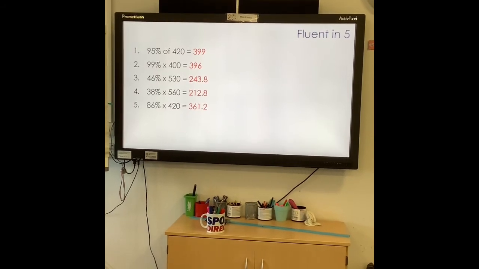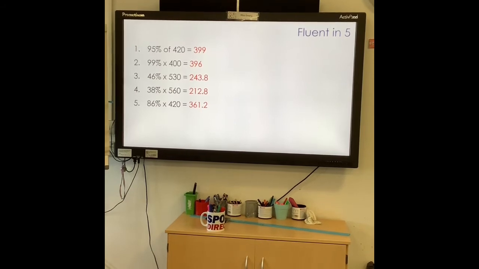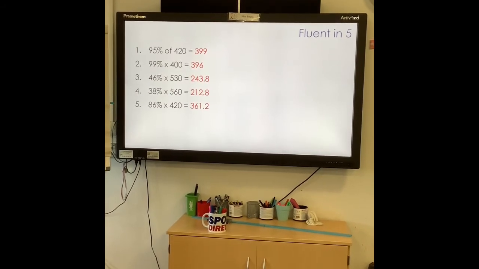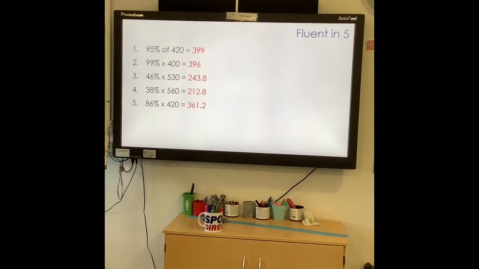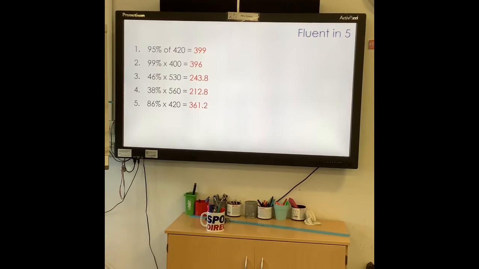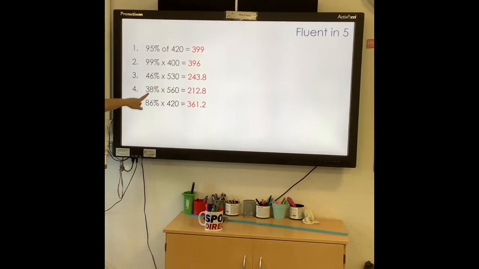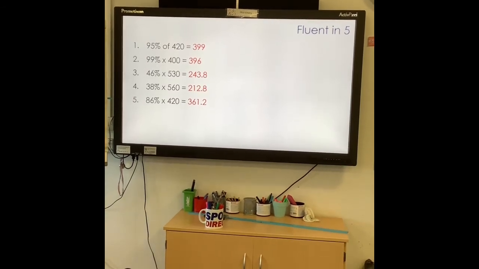Number 4, 38% times 560. Again, that's the same as doing 38% of 560. With this one, you could have found 40% and taken away 2%, or you could have done 10% times by 3, find 5%, add on your 1%, whichever way you did it. If you got 212.8 as the answer, very well done.